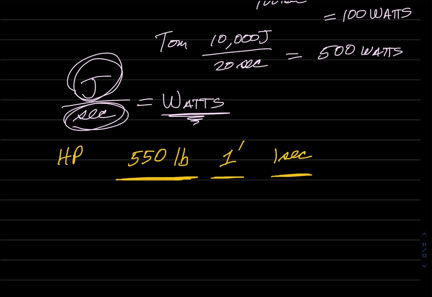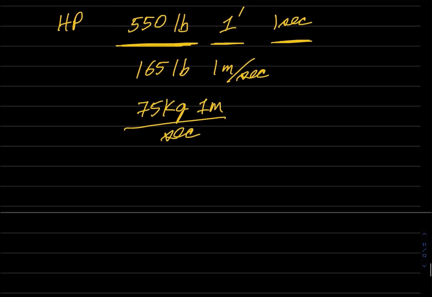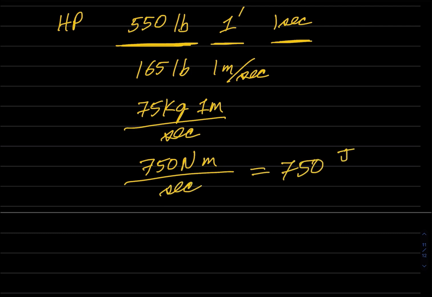So to put it into units that we typically work with, this would be 165 pounds being raised 1 meter every second, or 75 kilograms being raised 1 meter every second. And in the Earth's gravitational field, a mass of 75 kilograms means the horse is providing a force of 750 newtons for 1 meter every second, and that's 750 joules per second, or 750 watts. He could have told them that a horse puts out 750 watts.